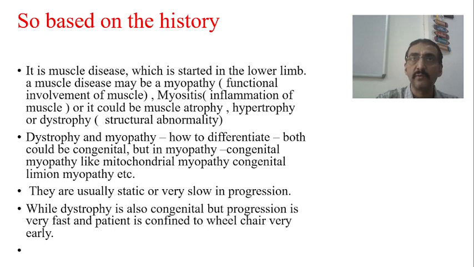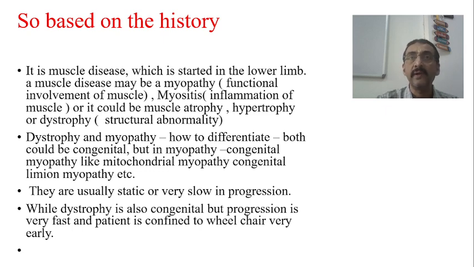dystrophy is one of the muscle diseases, no doubt. But there may be other problems related to muscle disease which need to be differentiated. For example, apart from muscular dystrophy, a muscle disease may be in the form of myopathy. Myopathy means functional involvement of the muscle. Another problem related to the muscle is myositis. Myositis means inflammation of the muscle fibers. Or it could be muscle atrophy, as in spinal muscular atrophy. Or it may be muscle hypertrophy sometimes. Or it may be muscular dystrophy.